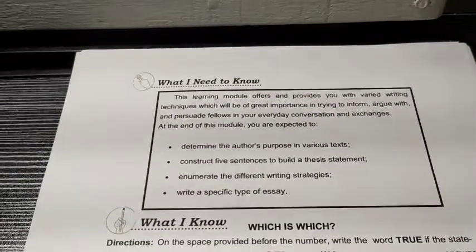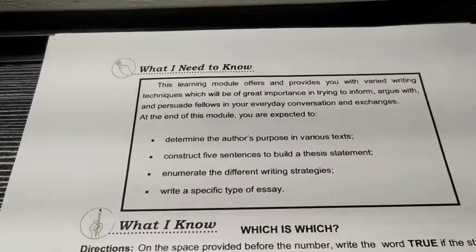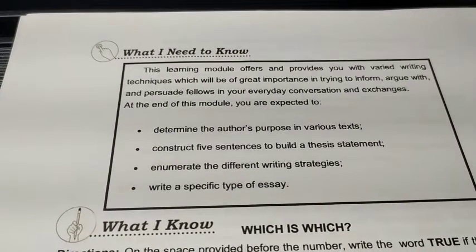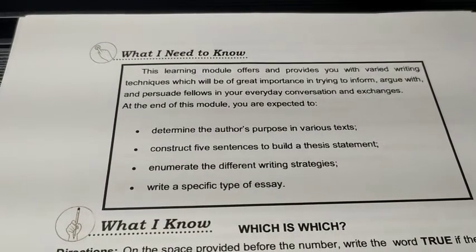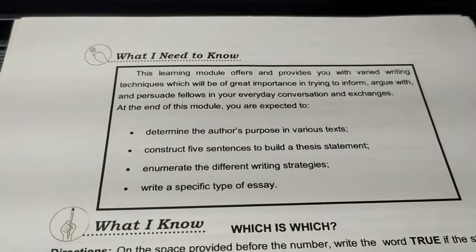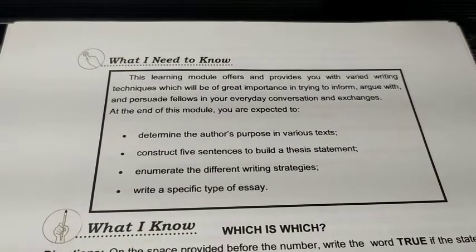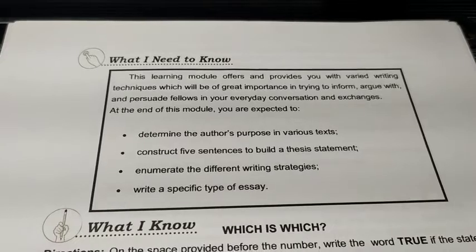So we have to know the objective. The first one, determine the author's purpose in various texts. Construct 5 sentences to build a thesis statement. Enumerate the different writing strategies. And lastly, write a specific type of essay.